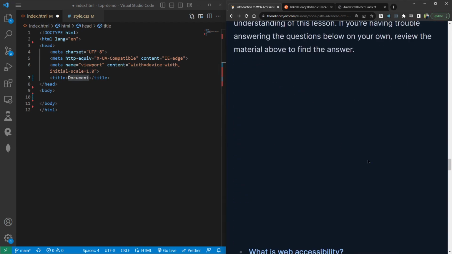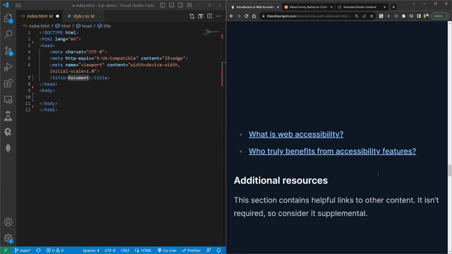So, knowledge check. What is web accessibility? Now you have a fair bit of an idea what accessibility is: making things accessible to a greater number of users. Who truly benefits from accessibility features? There are different kinds of people who would benefit if you put accessibility features in your website or application.